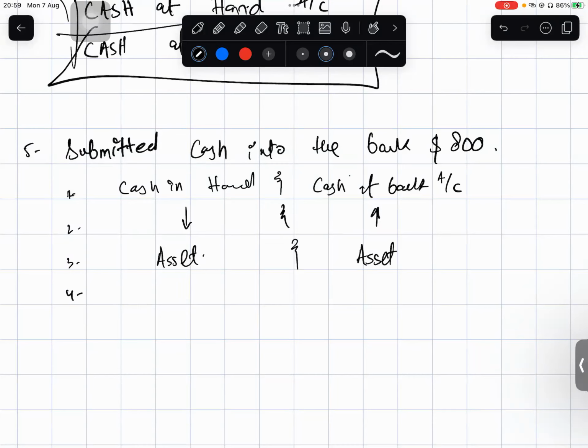And number 4, the treatment. Cash asset is going down, what do we do then? Credit. Right. And when asset is going up, debit. We do debit. So these are the short forms, right? You can write credit as CR and debit as DR.